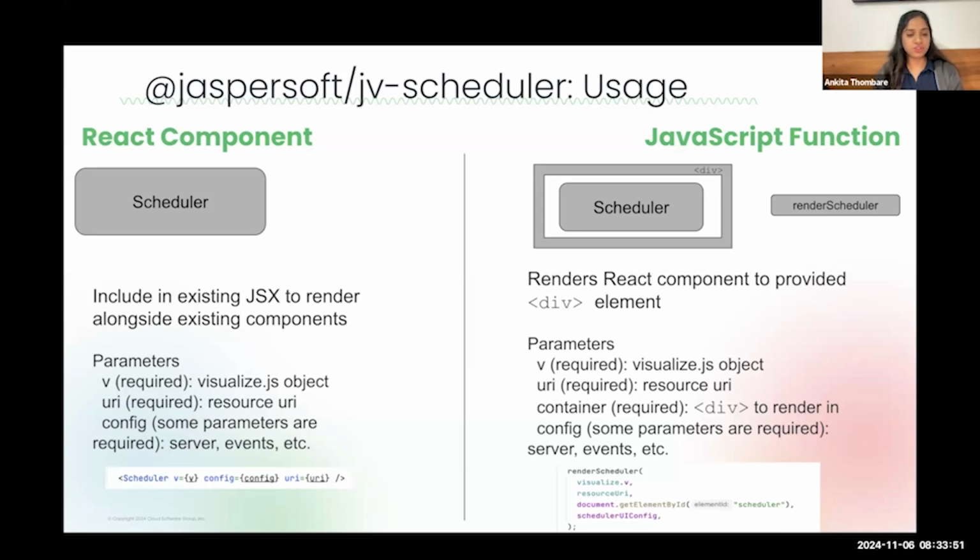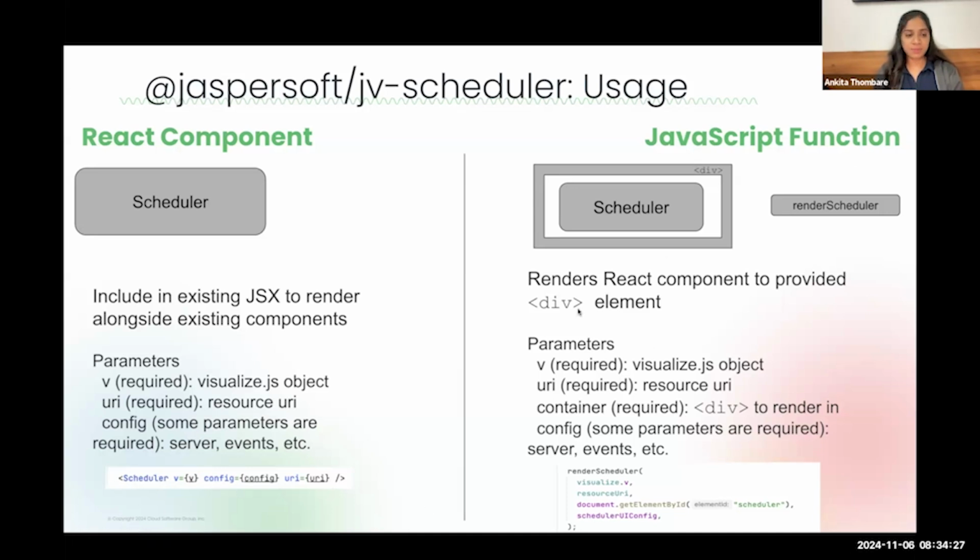So v is a Visualize.js object, which we are getting from Visualize.js. The second one is a URI. The URI is the resource URI upon which we want to have the scheduler functionality. It can be the report URI or dashboard URI. The third parameter is a configuration parameter, that is the config parameter. This includes some mandatory parameters as well as optional parameters, which are required for the scheduler to get rendered. So for the React approach, this is the syntax.